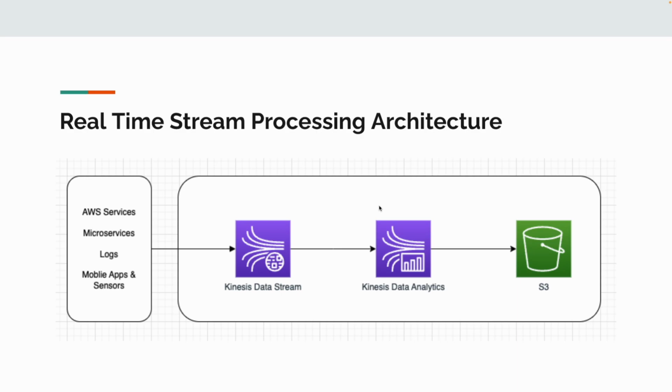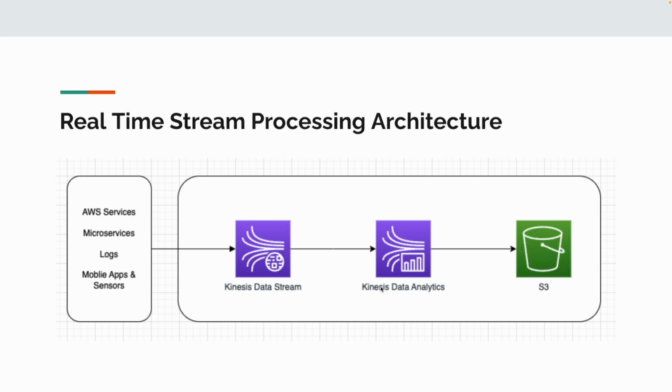Here you can see a diagram of a real-time stream processing architecture where events can be generated from various data sources such as microservices, IoT devices, or other AWS services. These events are sent to a Kinesis data stream, which is a serverless service that handles all the scaling, provisioning, and management of the streaming infrastructure for you. You only pay for the amount of data you stream and the processing resources you use.